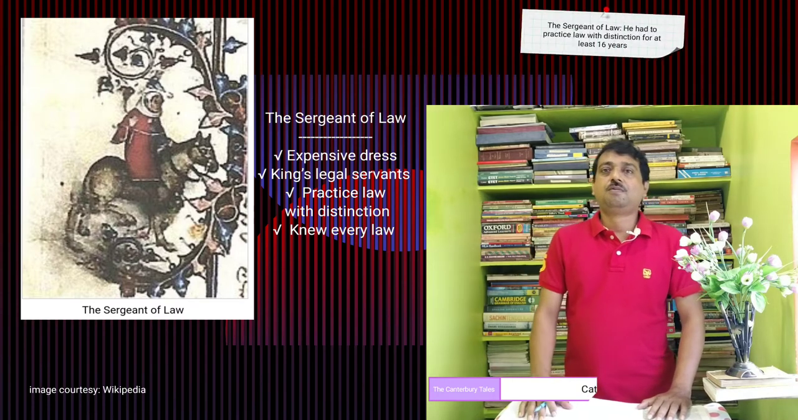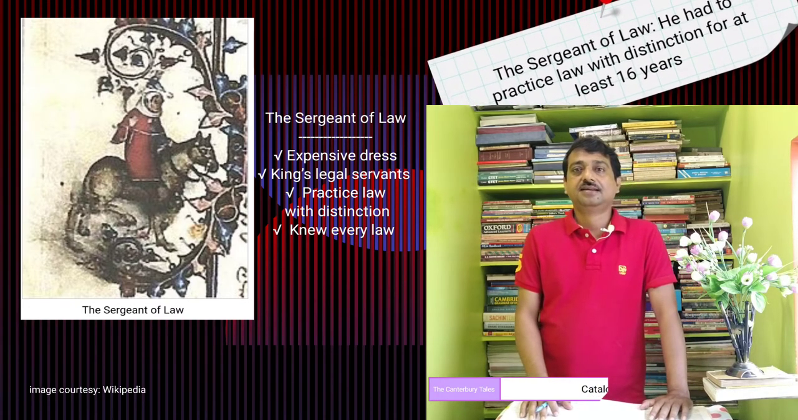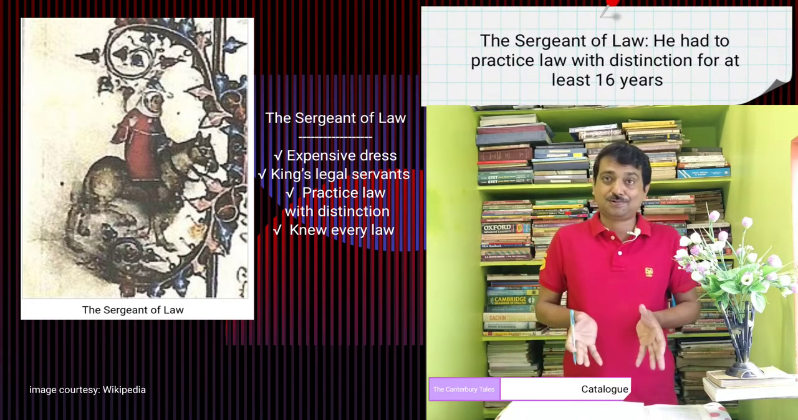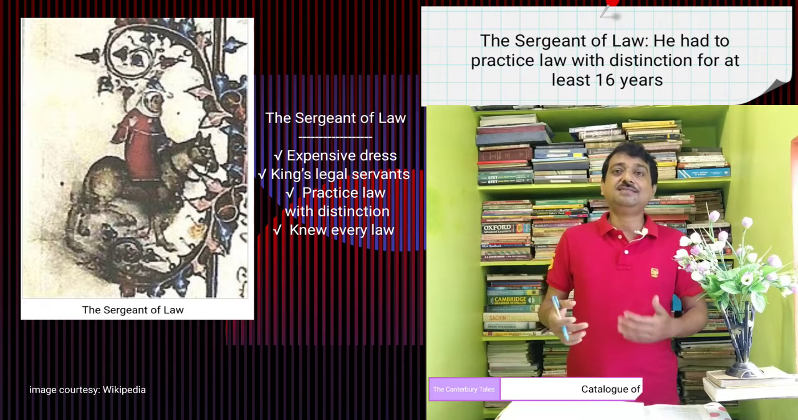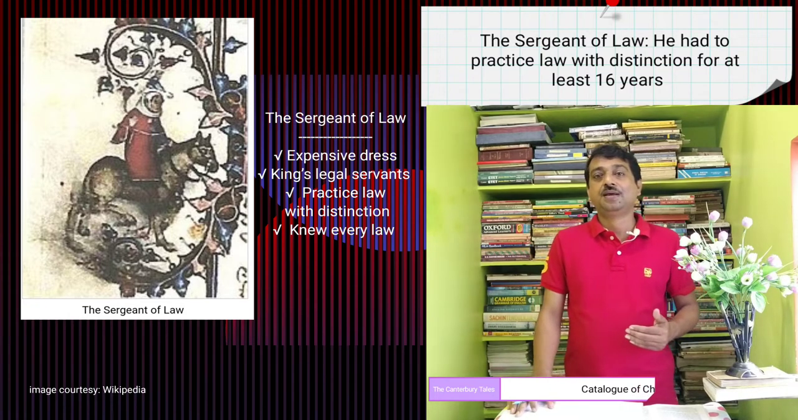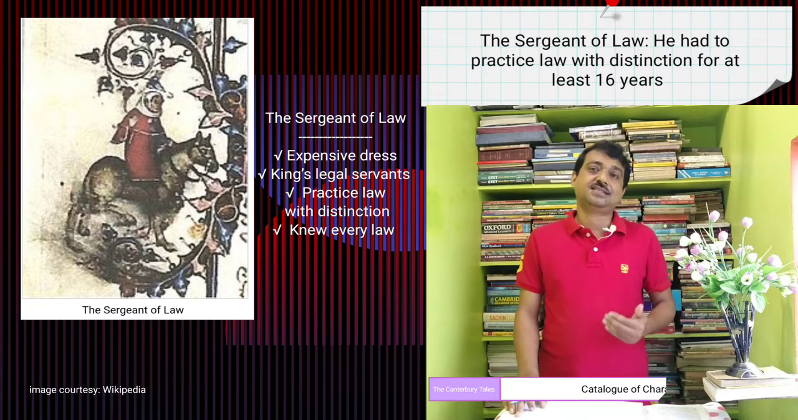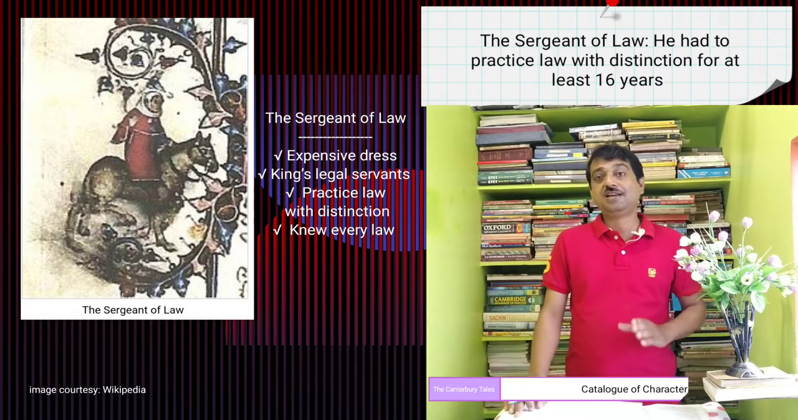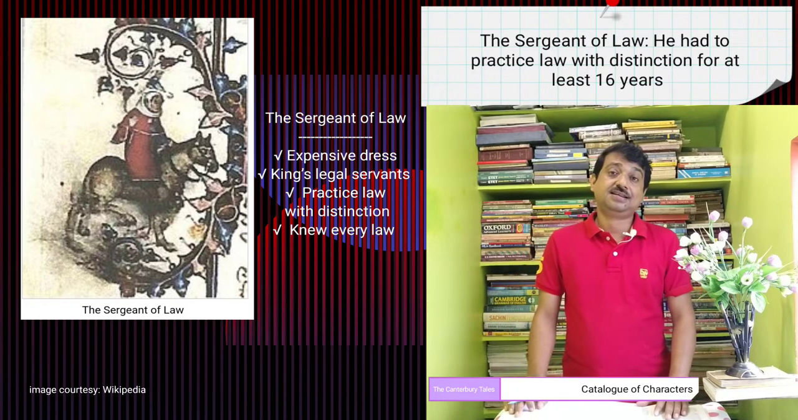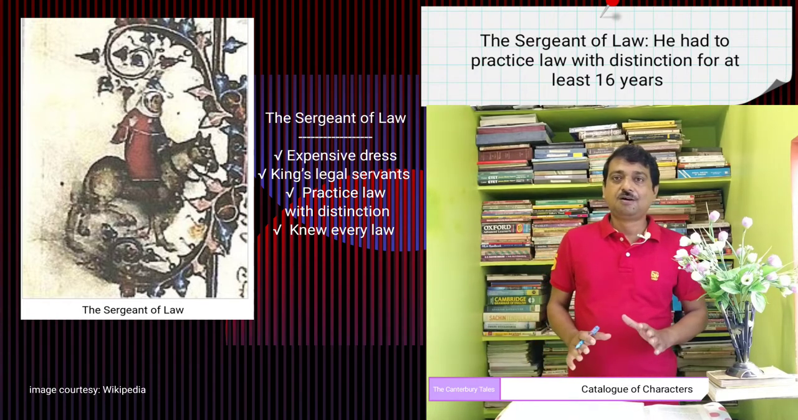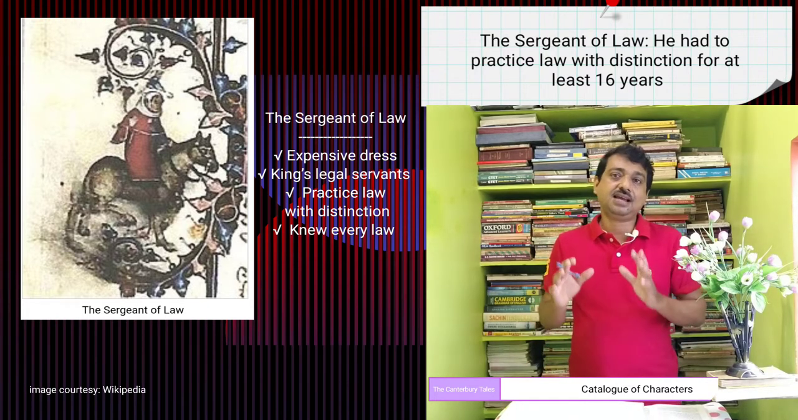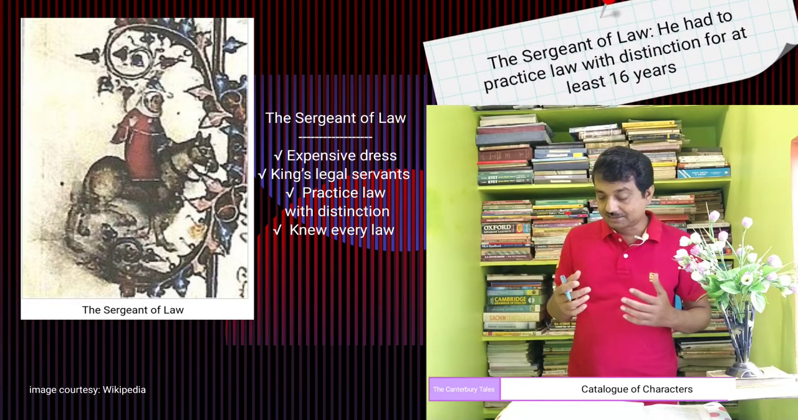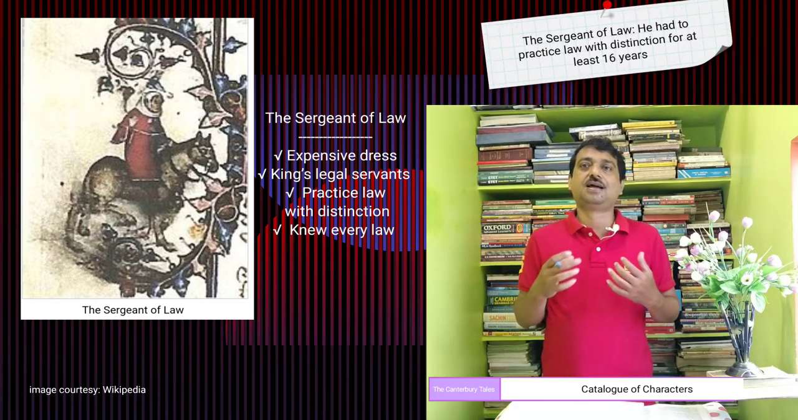The sergeant of law, one of the king's legal servants, ever seemed busier than he was. He was dressed in a party-colored coat, expensive silk. Sergeant means that he had to practice law with distinction for at least 16 years. Widely experienced, he knew every law that ever existed on English soil. Every case, every crime since the conquest he was acquainted with. So he is a sort of learned fellow.